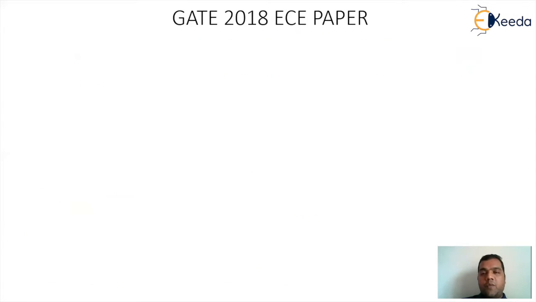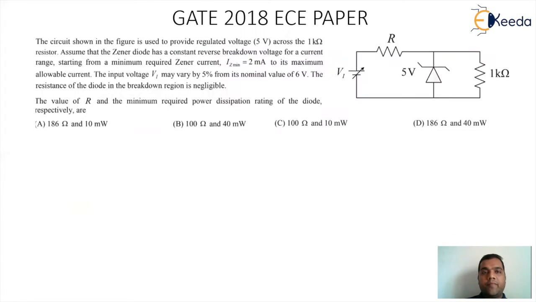The next question is from the GATE 2018 EC paper. Let's have a look at the question. The circuitry shown in the figure is used to provide regulated voltage 5 volt across 1 kilo ohm resistor. Implies the value of your output voltage is going to be 5 volt and the resistance of the load is 1 kilo ohm.